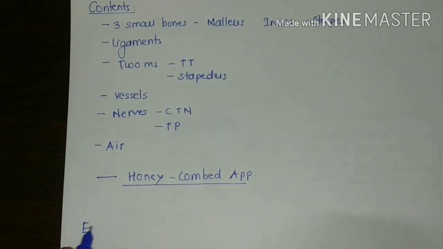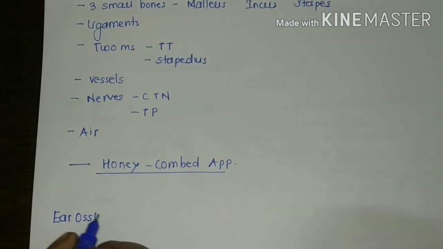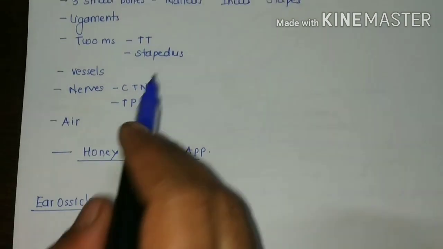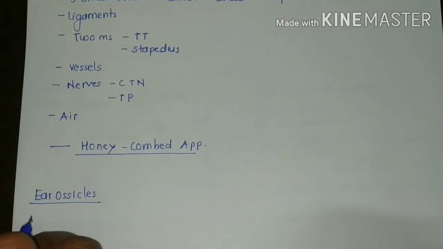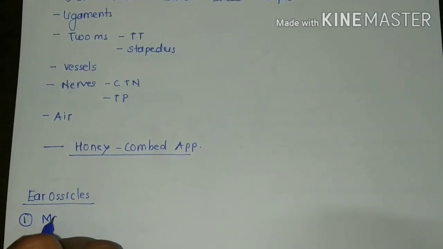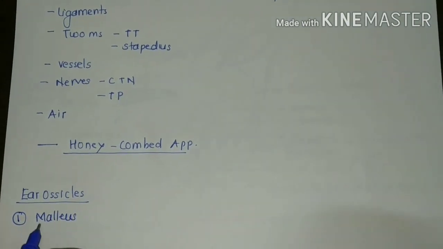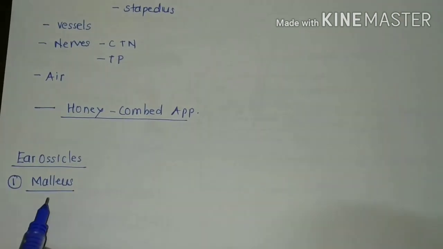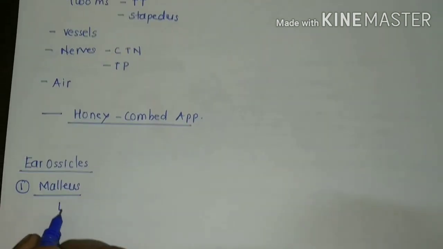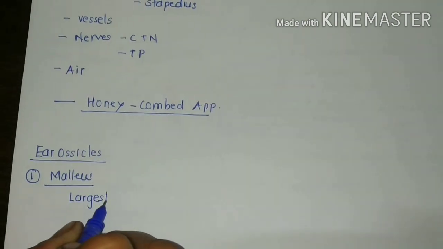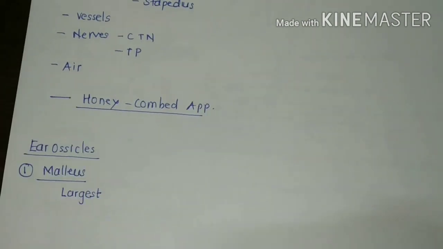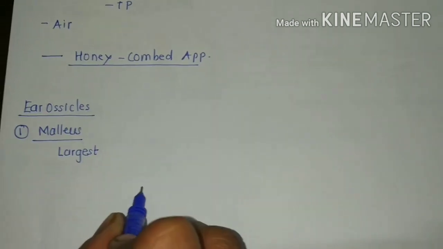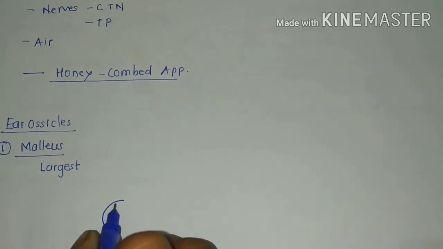So first, coming to the ear ossicles, we have already seen there are three ear ossicles, namely malleus, incus and stapes. So first, coming to the malleus. Now the malleus is so called because it resembles a hammer, and it is the largest and most laterally placed ossicle. It has following parts. So to see the parts, we will go to the diagram of the malleus.